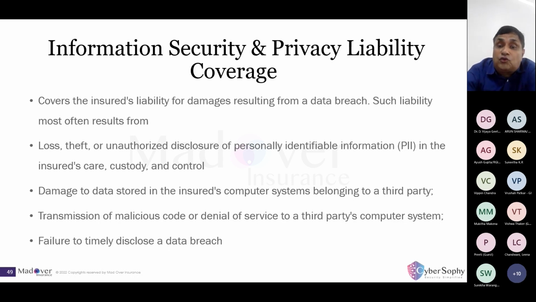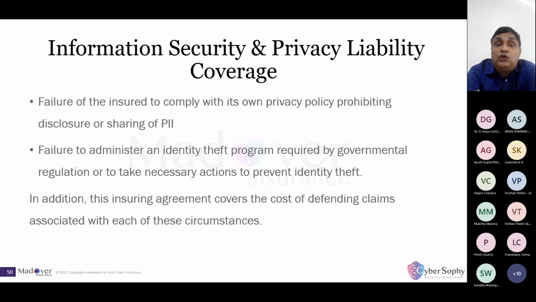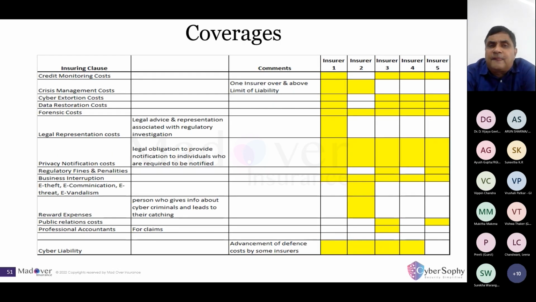Failure to timely disclose a data breach. Failure of the insured to comply with its own privacy policy prohibiting disclosure or sharing of personal information. Failure to administer an identity theft program required by government regulation or to take necessary actions to prevent identity theft. In addition, this insuring agreement covers the cost of defending. So defense costs are also part of the coverage as far as these policies are concerned.